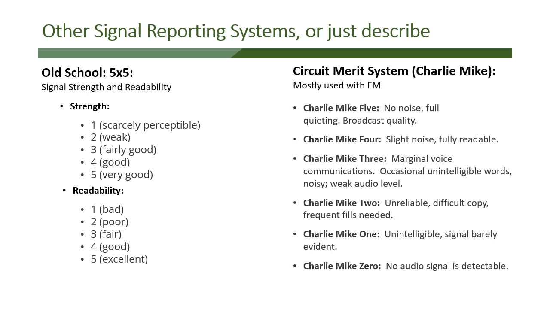There's also what's called, fairly new, the circuit merit system, mostly used in FM right now, and they go from Charlie Mike 5 to Charlie Mike 0. Charlie Mike 5 would be no noise, full quieting. Full quieting in FM means that you hear no scratchiness, it's broadcast quality. So most people are Charlie Mike 4 and 5 on a repeater.